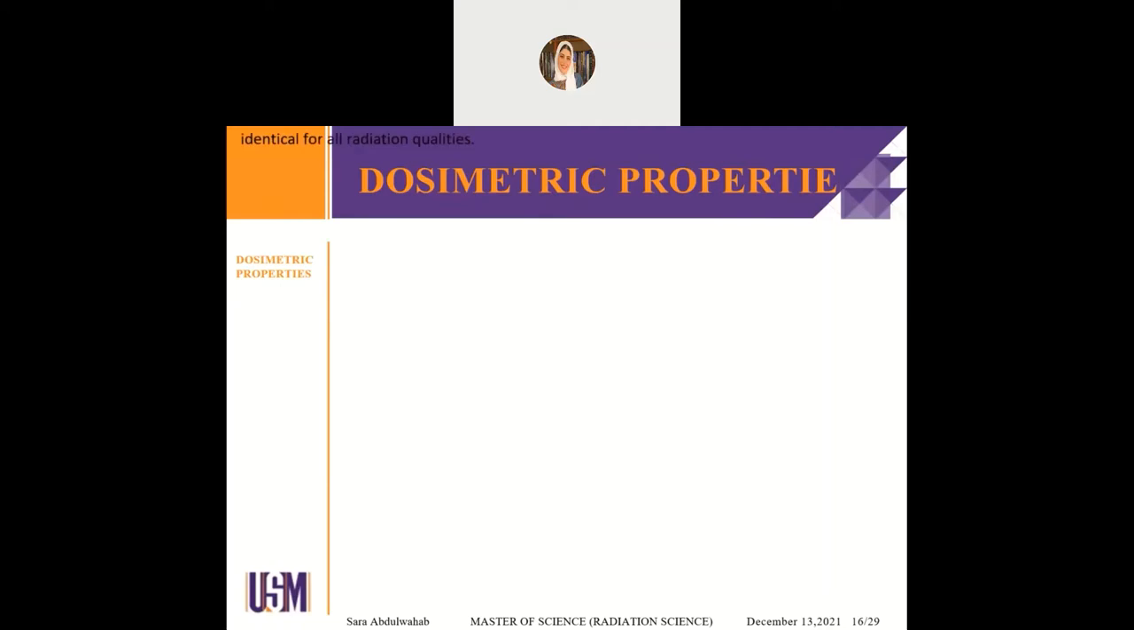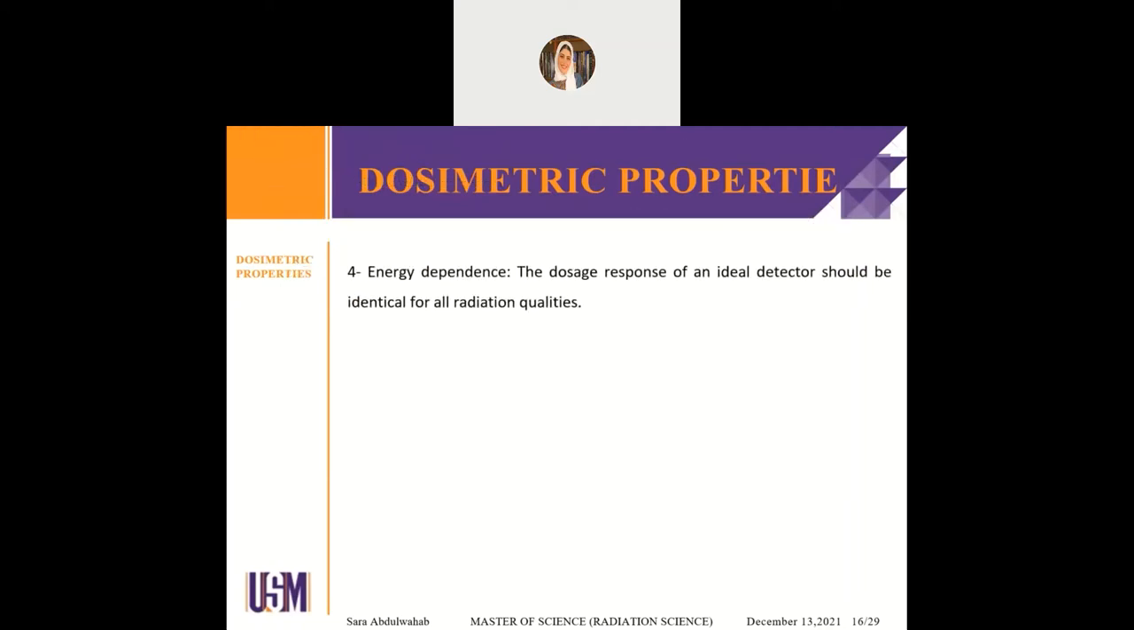Fourth, we have energy dependence. The dosage response of an ideal detector should be identical for all radiation qualities. Before I explain more about this, actually, an ideal detector, there is no such thing. There is no ideal or perfect detector, because it depends on so many factors. We cannot say that this detector is ideal or perfect.